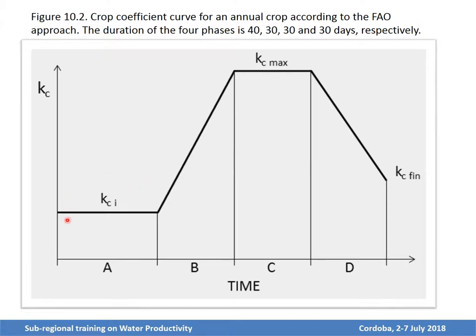We have first an initial stage where we apply the initial crop coefficient, which is a function of the wetting interval and ETo. We have then a maximum crop coefficient, and then we have a final crop coefficient at the end. The tables include the durations of the intervals A, B, C, and D, and the values of Kc max and Kc final.